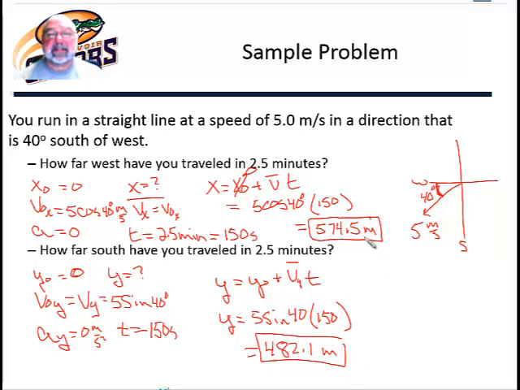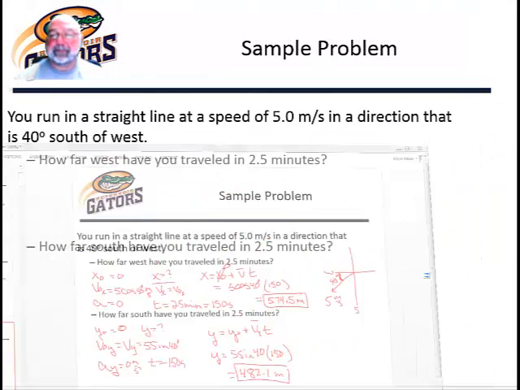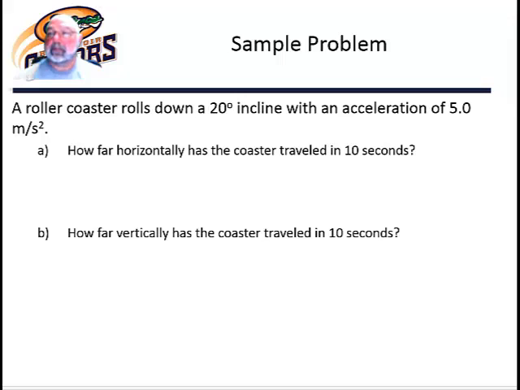So this says that I traveled west 574.5 meters, and then I traveled south 482.1 meters. So these are my west component and my south component. Okay, next up, we have a roller coaster.